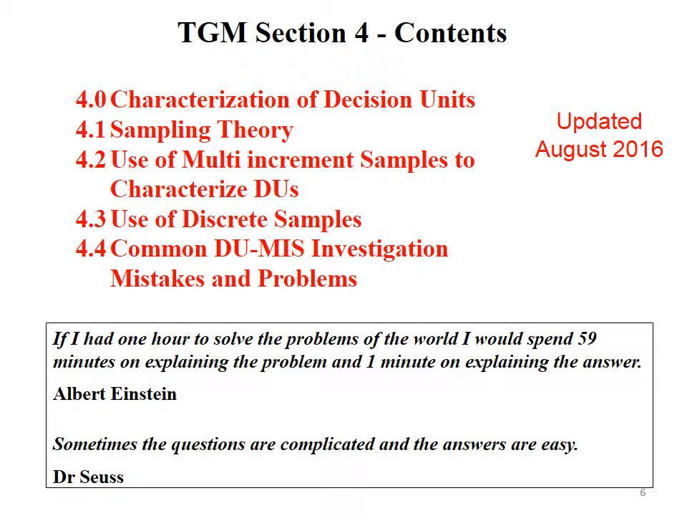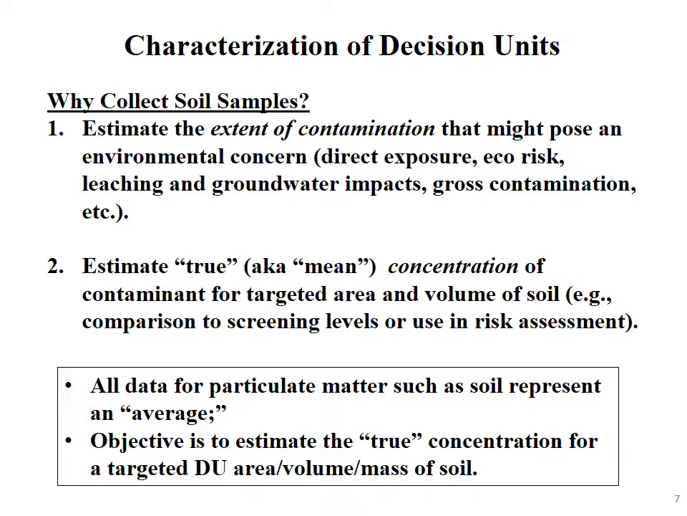So let's start with the characterization of decision units. Why do we collect samples in the first place? There are two main reasons. The first is just for site characterization in general, where we want to estimate the extent of contamination that might pose an environmental concern, say due to direct exposure risk, eco risk, leaching impacts to groundwater, gross contamination. We're concerned about short-term exposure to vapors or free product and sheens and such.